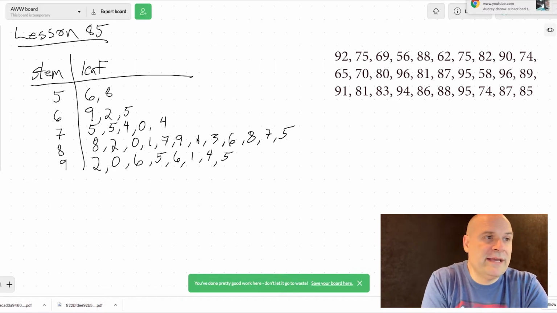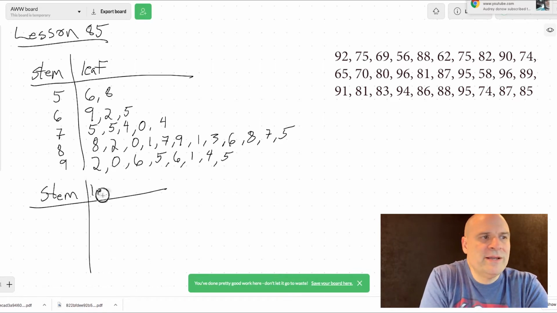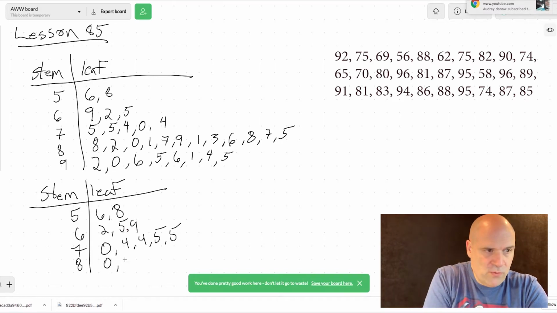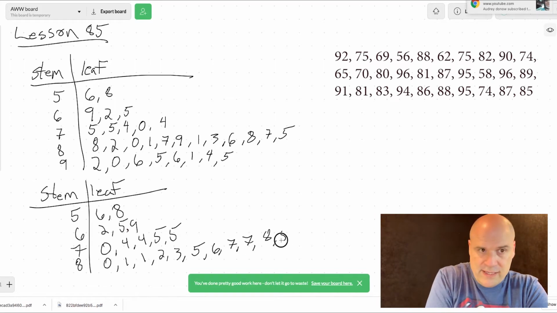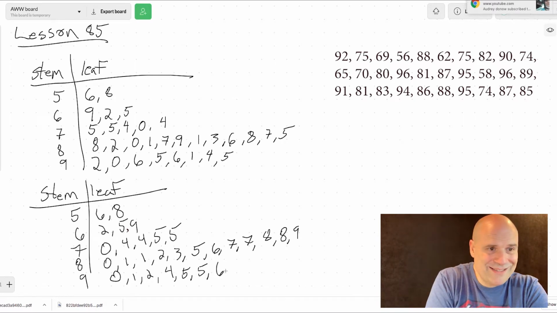Now the better thing to do right now is to just rewrite this. I know you just got done writing all these. Good job. We're just going to write them in order now. So 5 goes 6 and 8, that was already in order. 6 goes 2, 5, 9. 7 goes 0, 4, 4, 5, 5. And then 8 goes 0, 1, 1, 2, 3, 5, 6, 7, 7, 8, 8, 9. And then 9 goes 0, 1, 2, 4, 5, 5, 6, 6.